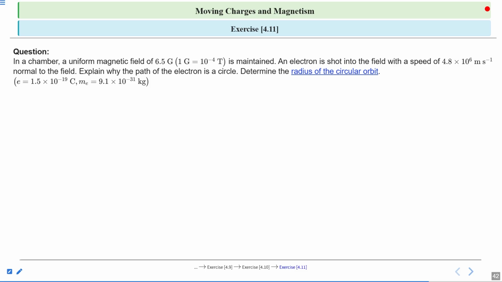So e is given as 1.5 into 10 to the power minus 19. It is not given as 1.6 into 10 to the power minus 19, so you have to take the value which is given in the question. So e is given 1.5 into 10 to the power minus 19 coulomb, and the mass of the electron is given 9.1 into 10 to the power minus 31 kg. So I will give you some time to think about it.